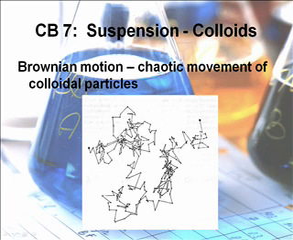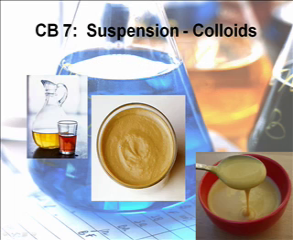There's also something called Brownian motion, and the reason for this is the particles are randomly moving around, and as the light travels through there, it causes the light to scatter. All right?